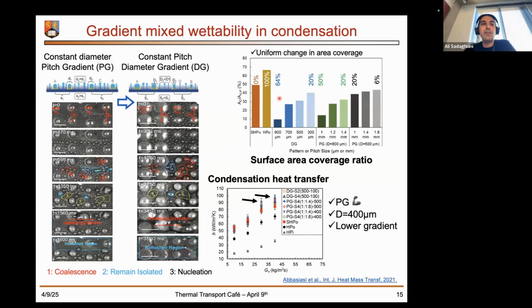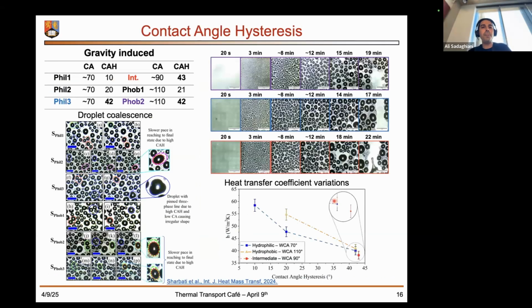And this basically underpins the importance of design based on the operating condition. So according to our findings, we find that the pitch gradient provides the best performance as it provides a more gradual increase in the superhydrophobicity from the inlet to the outlet of the channel.